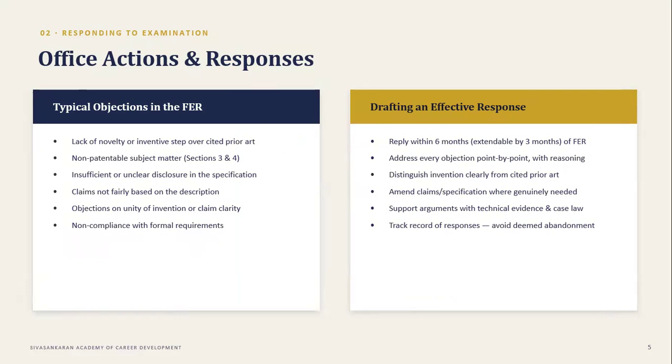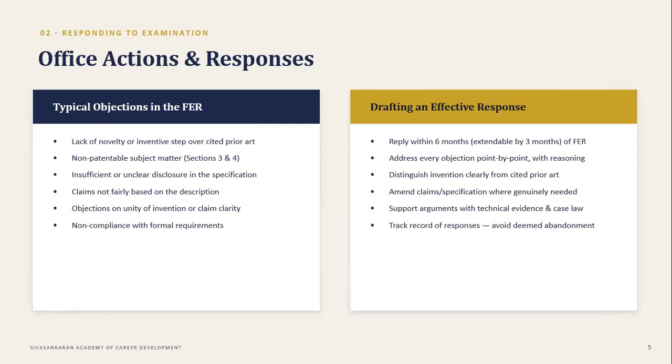The next stage is responding to examination. Now we come to one of the most important practical aspects of patent prosecution, responding to the examination report. An FER may contain several types of objections. The examiner may raise objections relating to lack of novelty or inventive step based on cited prior art. There may also be objections relating to non-patentable subject matter under Sections 3 and 4.